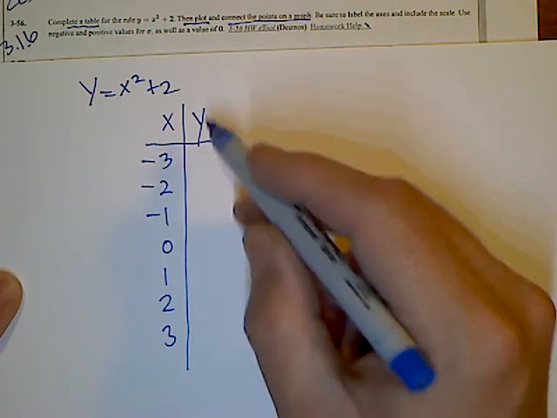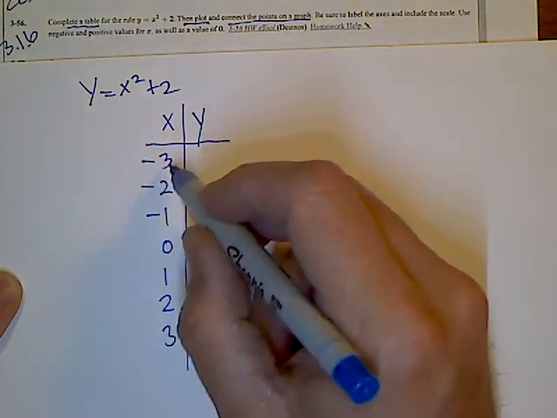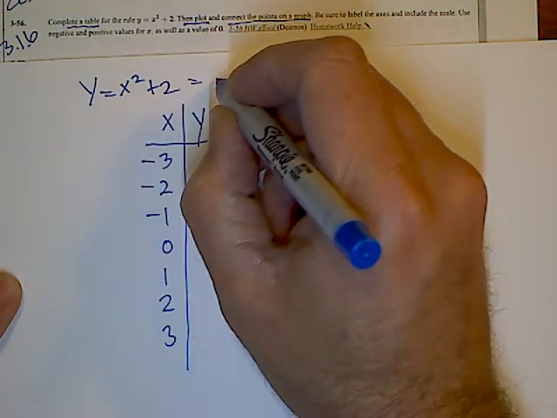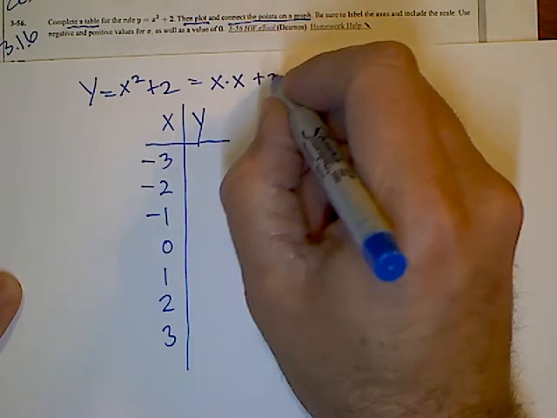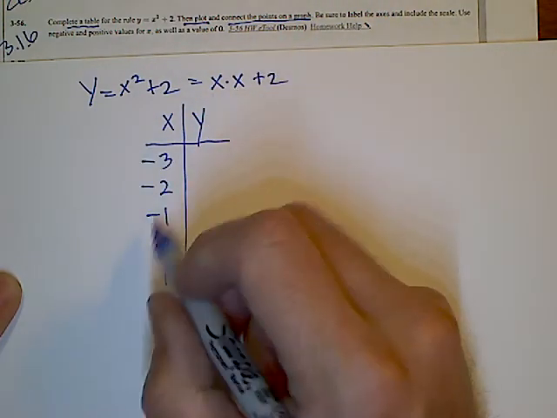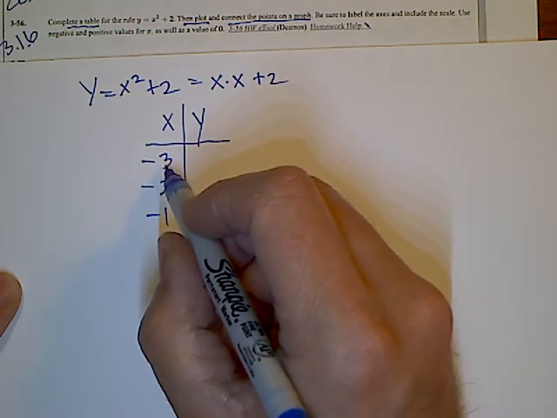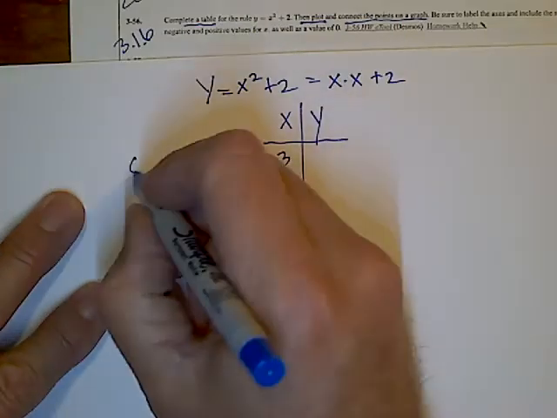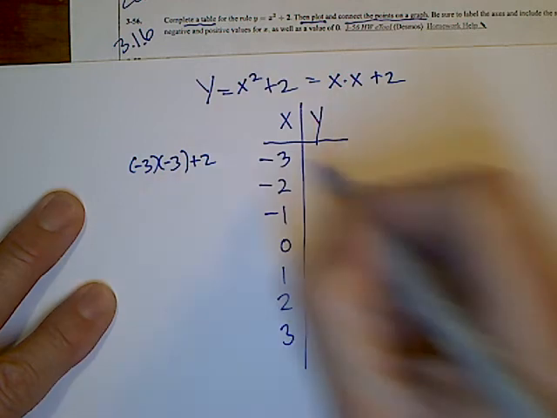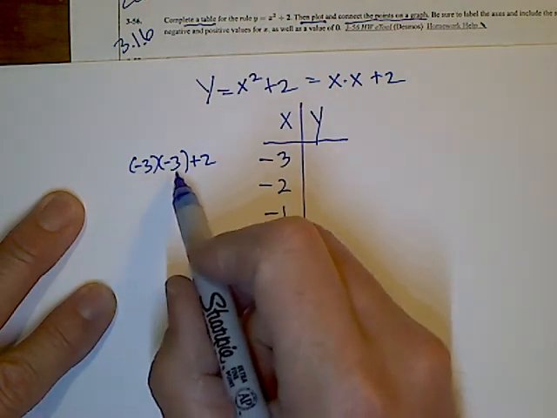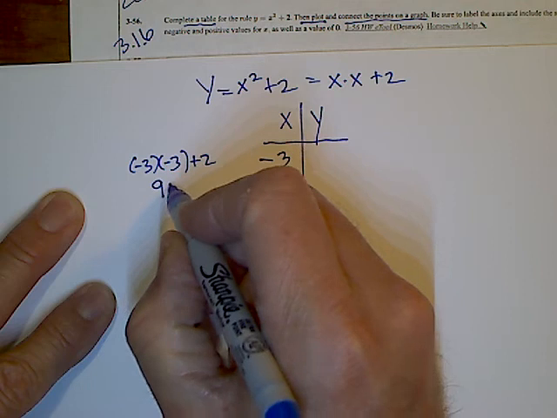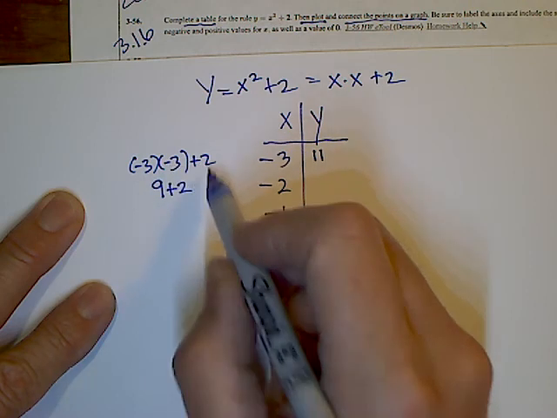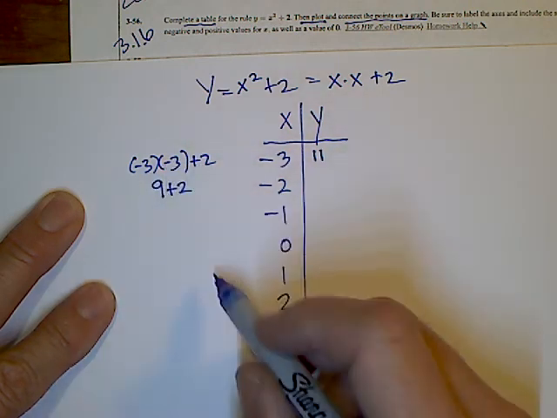If we're putting in a negative 3, remember we're putting that negative 3 into that x, and that is x squared. What that means is you're taking x times x and then adding 2. X squared is x times x, then add 2. So negative 3 times negative 3. I'll write the math out here. We have negative 3 times negative 3 plus 2. What do we have when we take a negative 3 times negative 3? You get a positive 9, then plus 2. So you get 11. So it's x times x, then add 2, right? Multiplications first, then add 2.